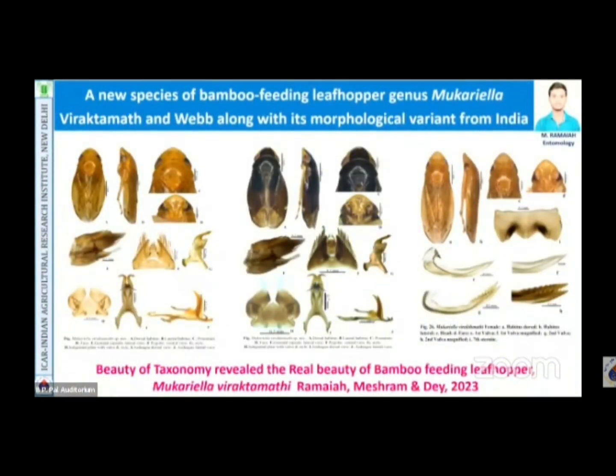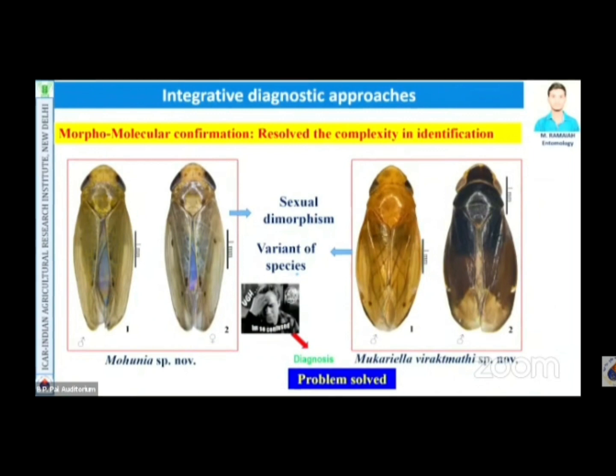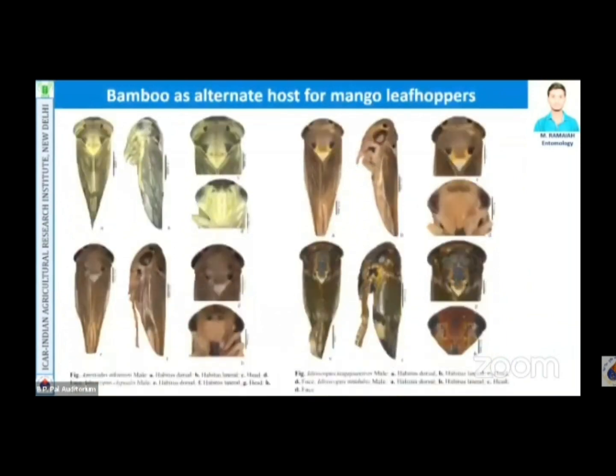Similarly, we have also reported a distinct morphological variant in Mucaria viraktamathi, which was recently published in a new taxa paper. This type of integrative approach helps in resolving the complexity of identification, because it avoids misidentification and misinterpretation by immature taxonomists. From my study, I also reported bamboo as an alternate host for the mango hopper.